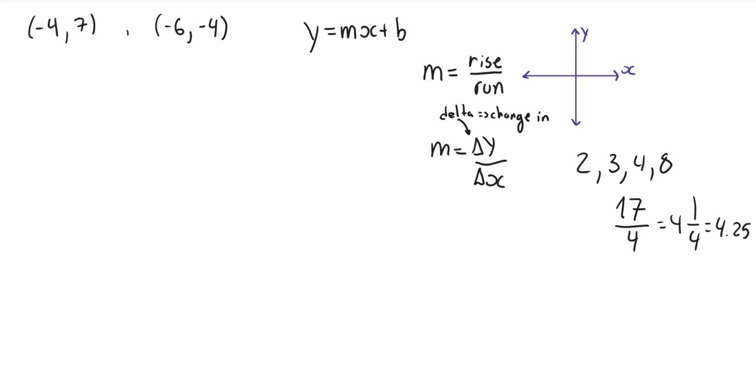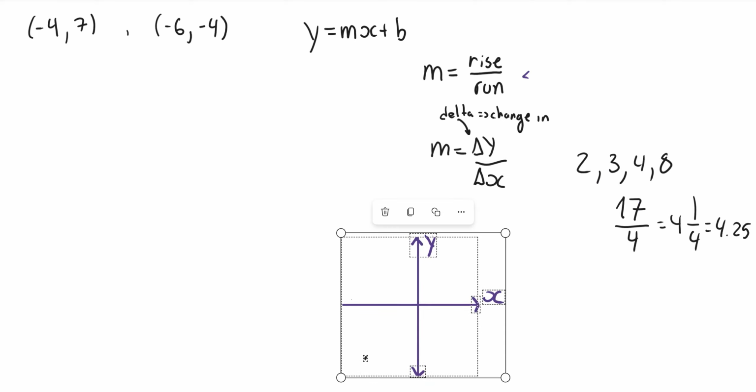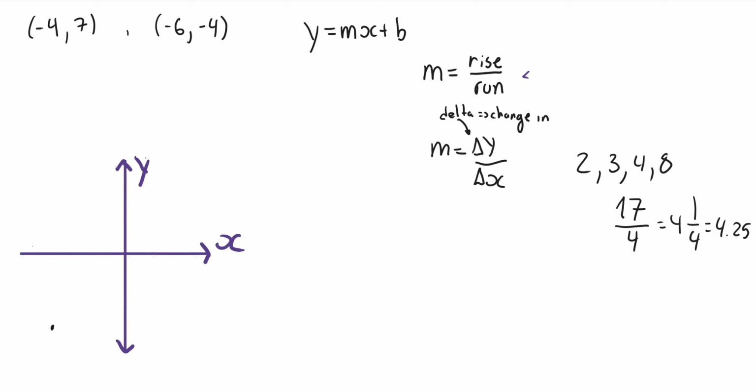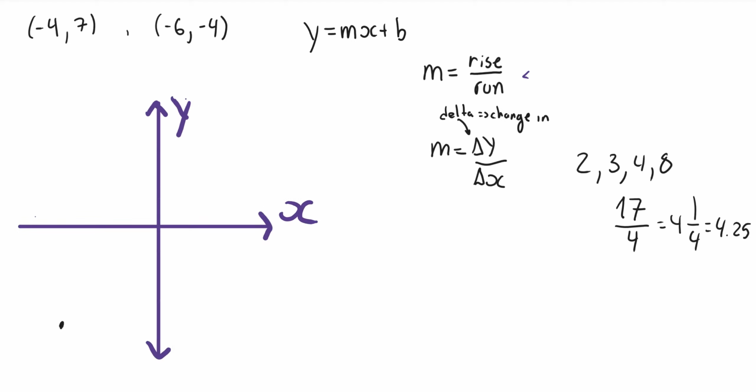But let me show you why it's important to know this. If we were to take our Cartesian plane and just move this guy over here, there we go. So we have our Cartesian plane here. Now let's say we took these 2 points that we have up top, -4 and 7. Let's say -4 is somewhere around here. Let's say 7's around up here somewhere. So our point on the graph is over here.